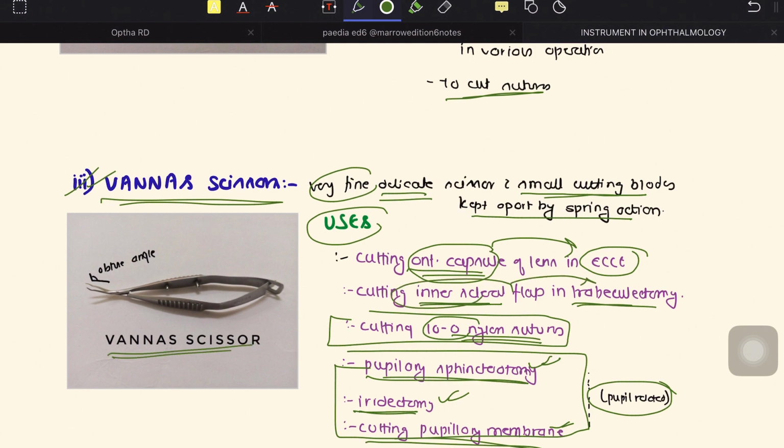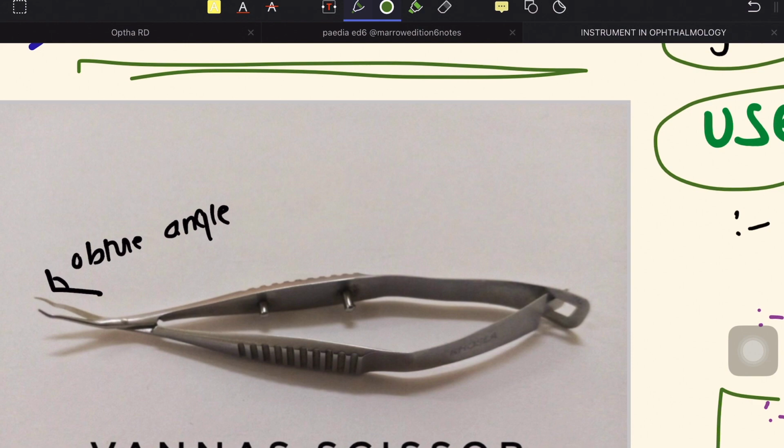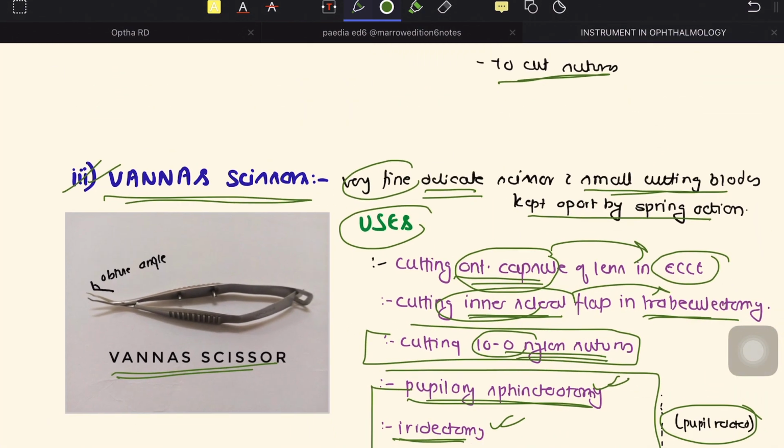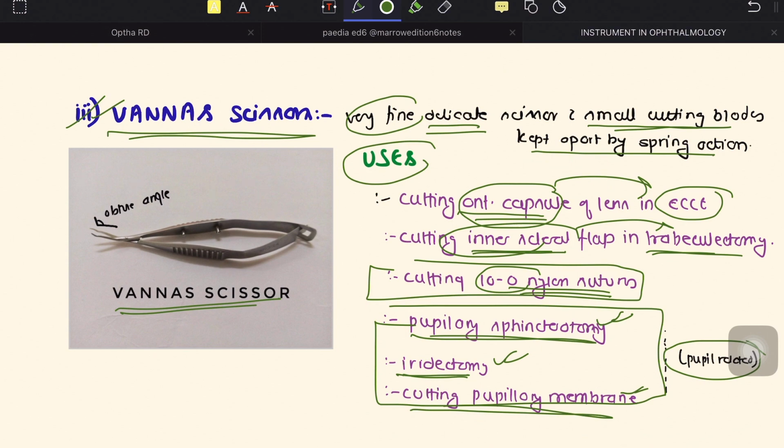So this is about Vannas scissor, and you can identify that there is an obtuse angle present at the end, and it's a very fine scissor. You can easily identify this. So we have basically talked about three different scissors.